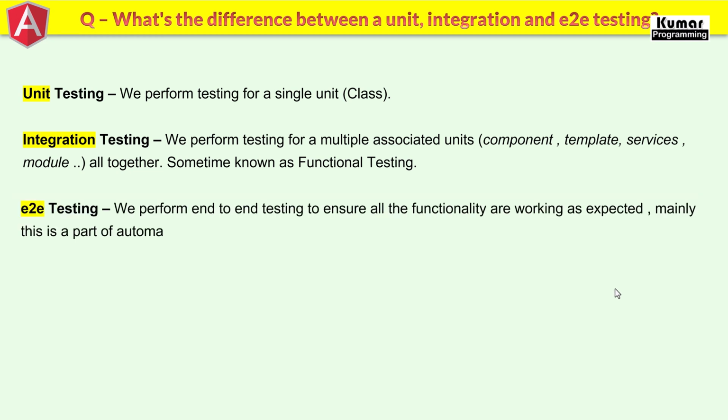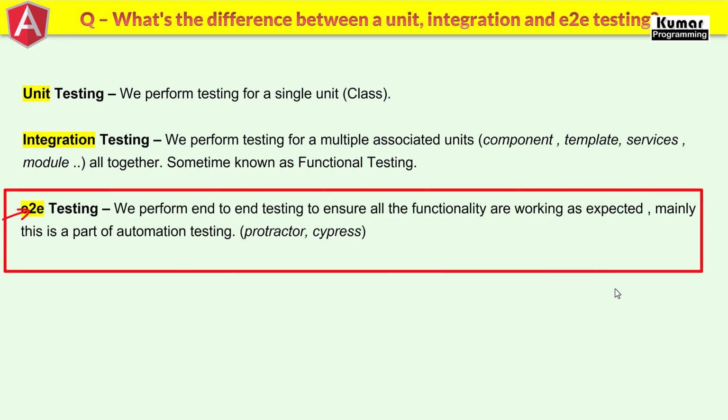Now next is E2E testing. Basically, we perform end-to-end testing to ensure that all the functionality of an application is working as expected from start to end. Mainly this is a part of automation testing, and we can achieve this with Protractor or Cypress, which we will see at the end of this video.